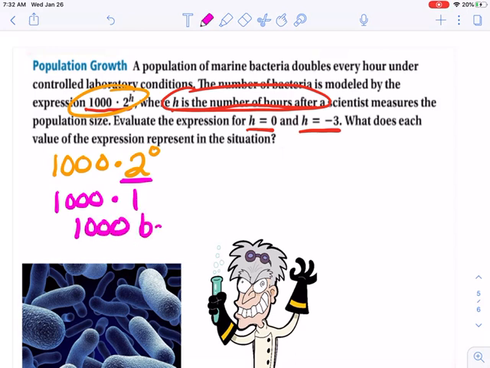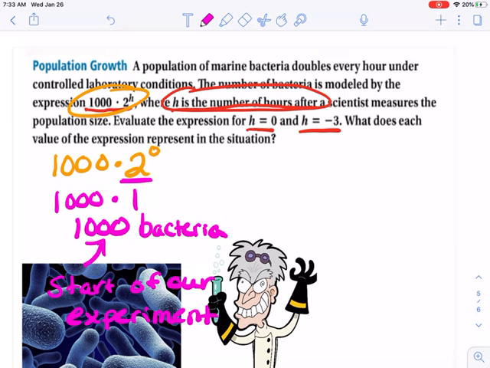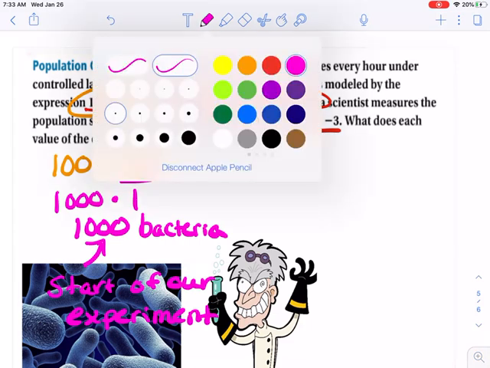And what are we talking about here? We're talking about bacteria. So if we think about what this means in the context of our problem, it says at time 0 or at hour 0, we have 1,000 bacteria. Well, at hour 0, this would be like at the start of our experiment, right? At the start of our experiment, when we started counting the bacteria at time 0, we would have started with 1,000 bacteria.